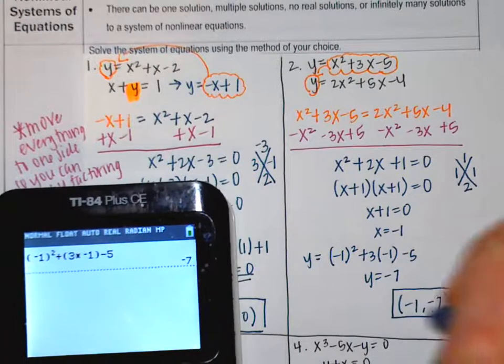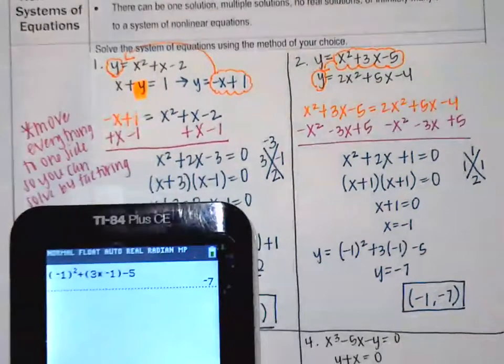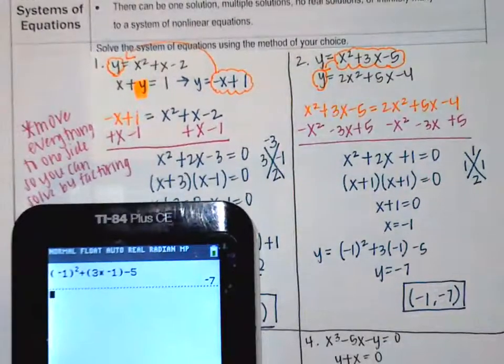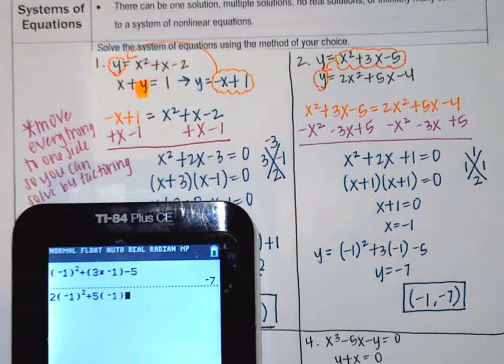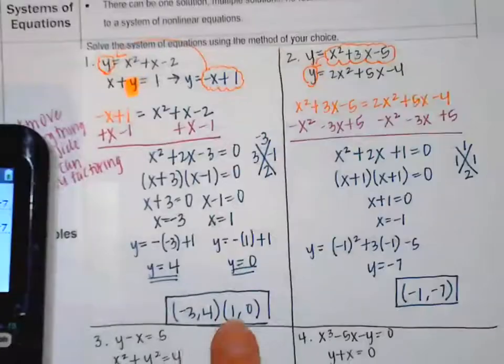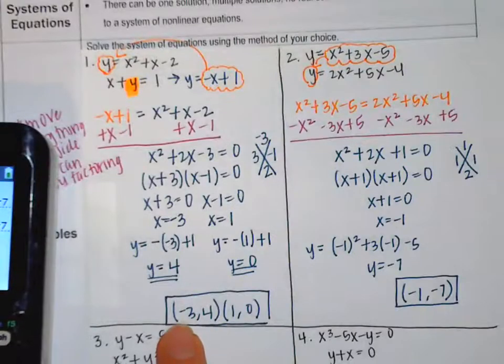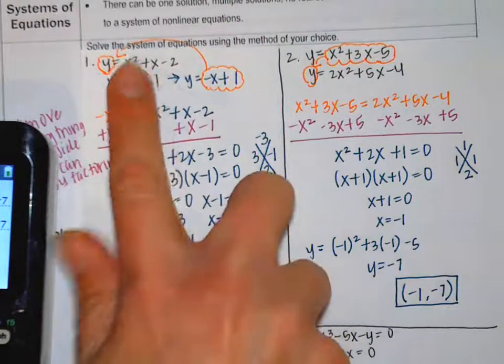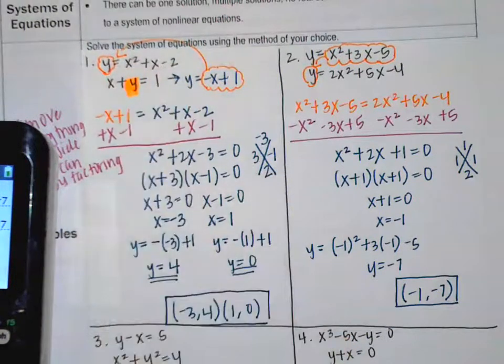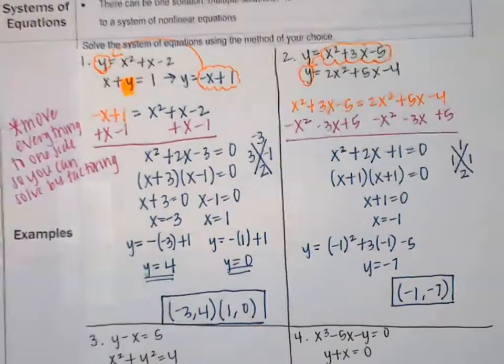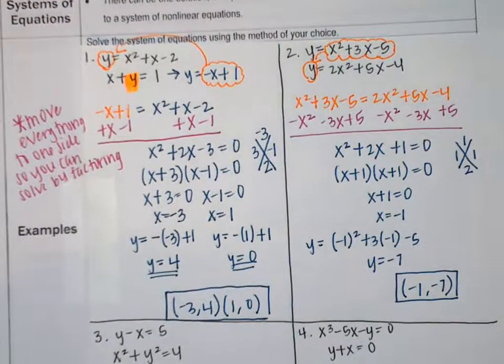Now, I didn't say this on this one, but an easy way for you to check yourself is just to plug in -1 into this one: -1 squared plus 5 times -1 minus 4, and I should get -7, which I do. So it's just a quick way. Same with here. You should be able to plug in -3 into this equation also and get 4, and then plug 1 into this equation and get 0. So it should work out for both of your original equations.